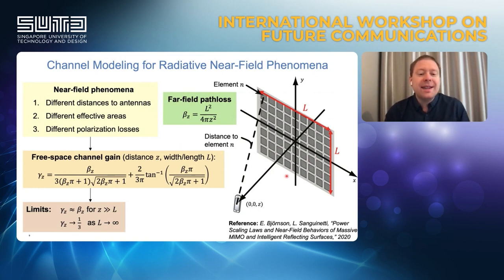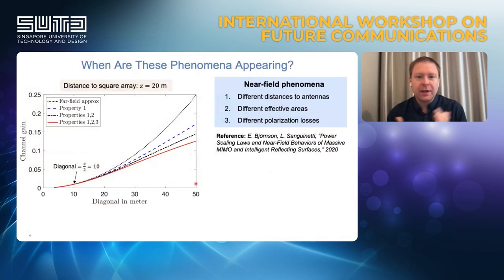The question is, do we need to use this more complicated formula or not? And when are these phenomena actually appearing? So once again, we had these three different phenomena that I was mentioning: different distances, different effective areas, different polarization losses. And here I'm showing you a simulation where I have a fixed distance, 20 meters, to an array which is square-sized. And then I was looking at the diagonal of this array, and I make it larger and larger.